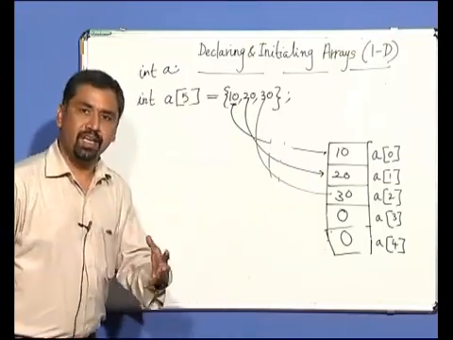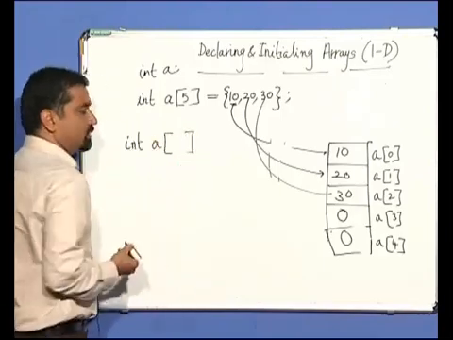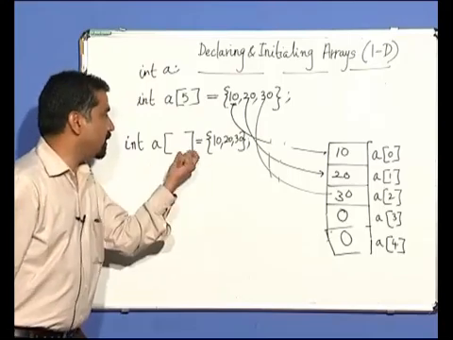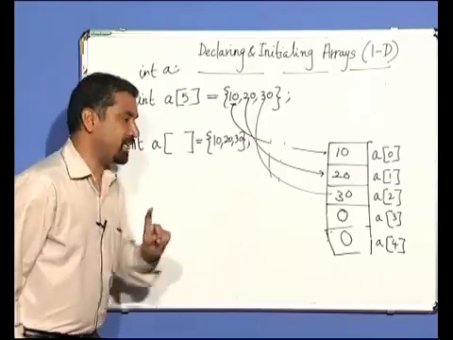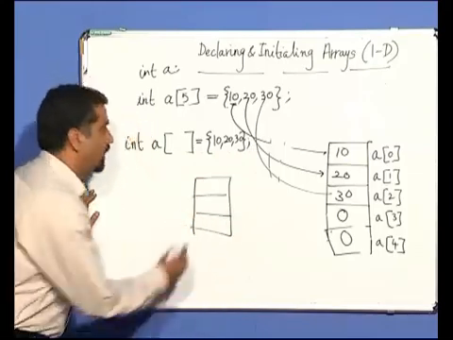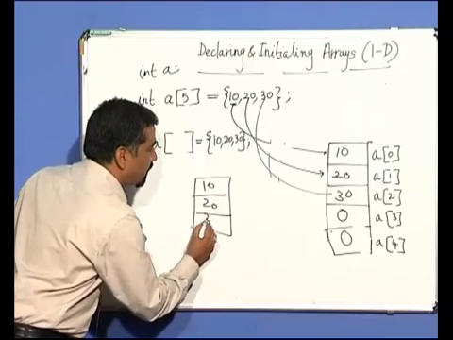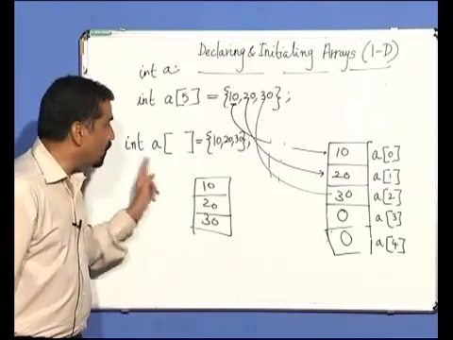Another way of initializing a one-dimensional array is to leave out the size. As you can see here, the size is missing. I have initialized with 3 values. In such a case, an array of only size 3 will be created, and it will hold 10, 20 and 30. But the size can be left out only when you are initializing.